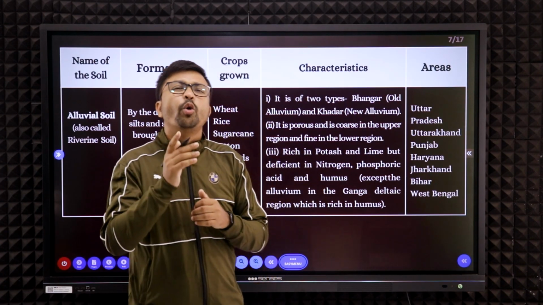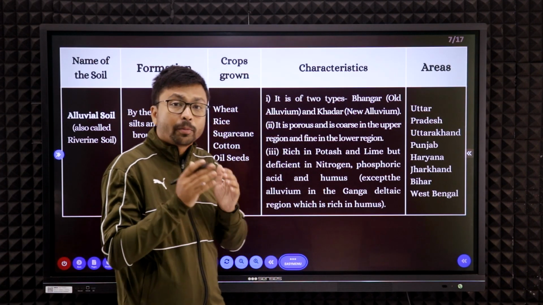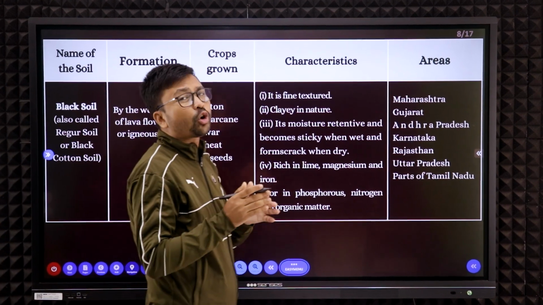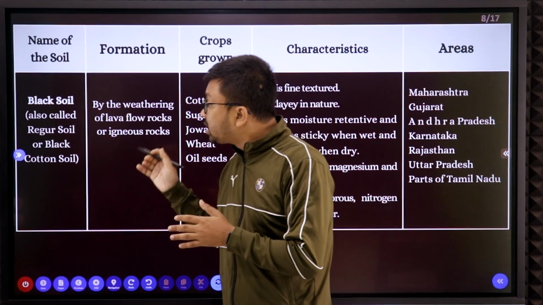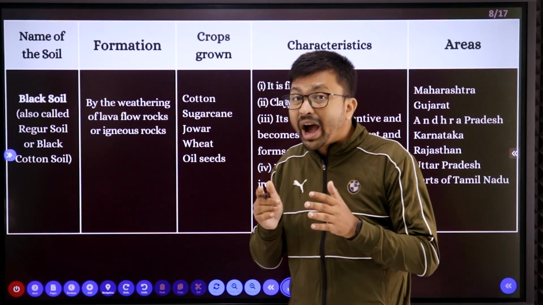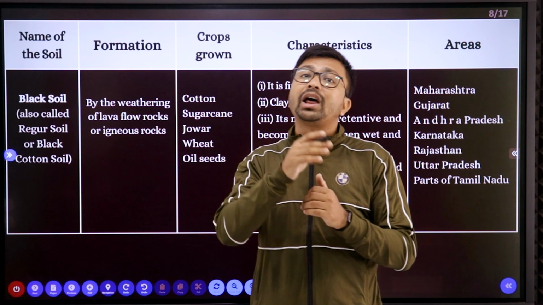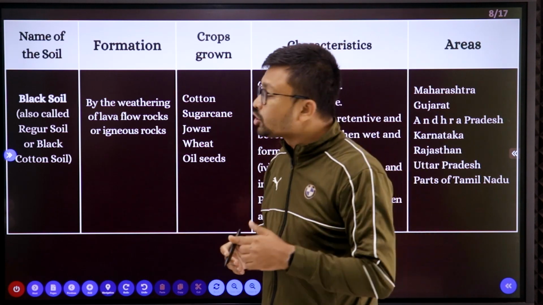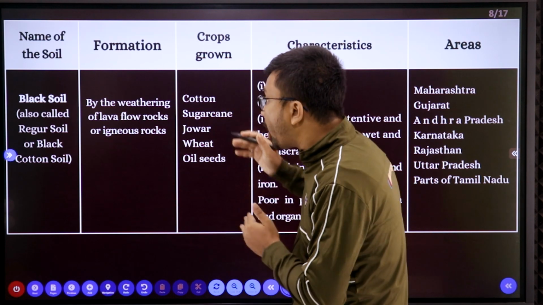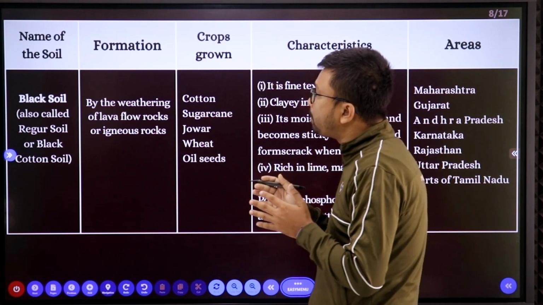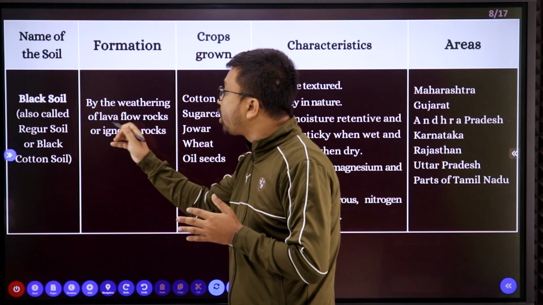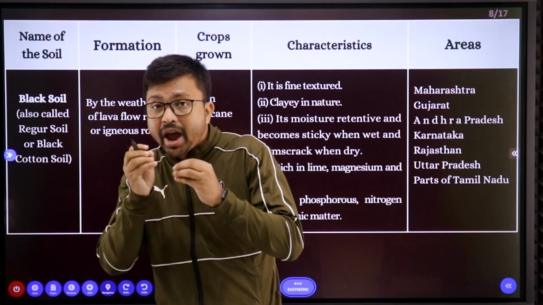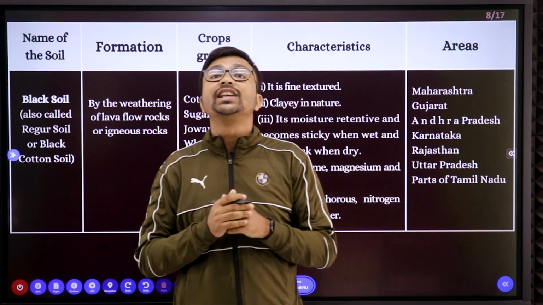Now let me tell you about another important soil from this chapter, that is the black soil. Black soil is also called regur soil and it is also called cotton soil. Why? Because that soil particularly helps cotton to grow in that area. So that's why it is also called cotton soil. Now what is the formation process? The formation process of black soil is by the weathering of lava flow or igneous rock, especially the parent rock of the black soil, that is basalt.